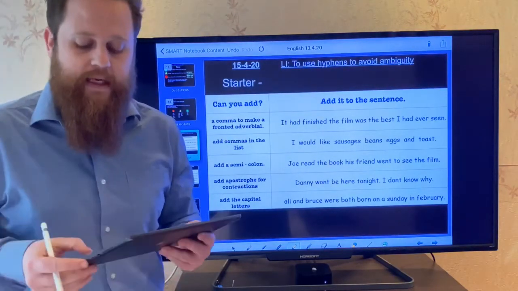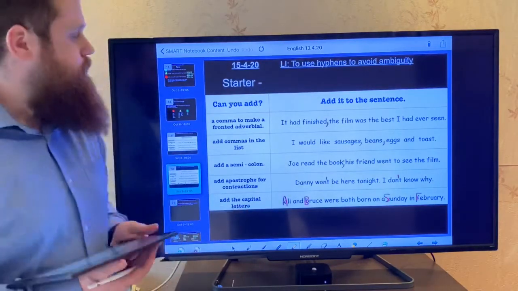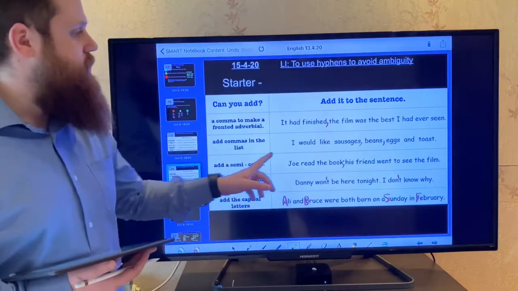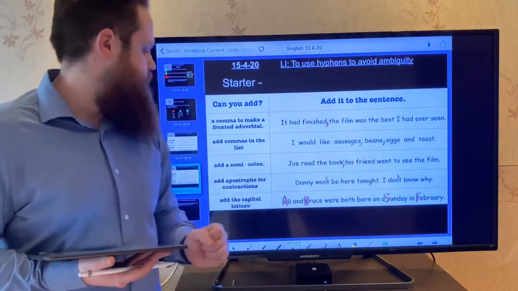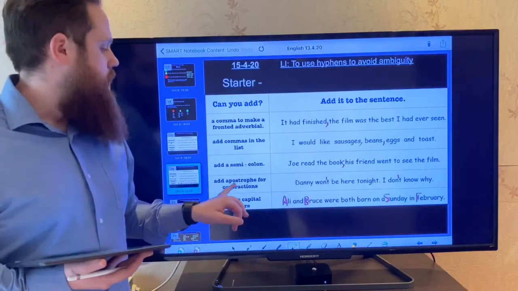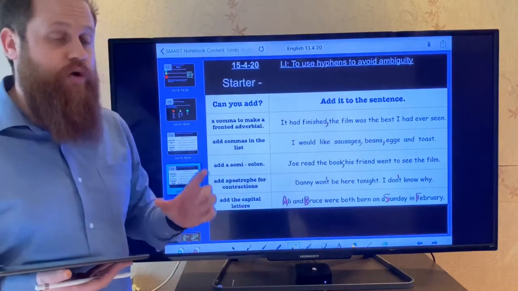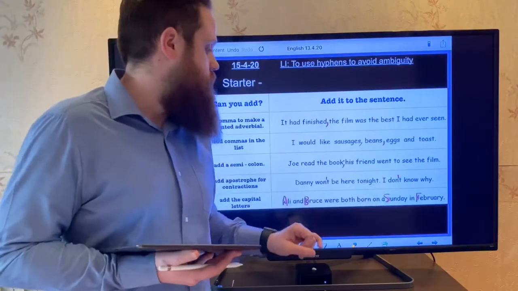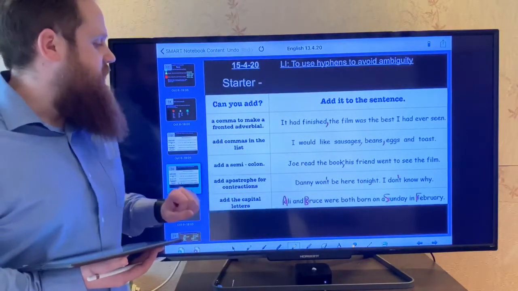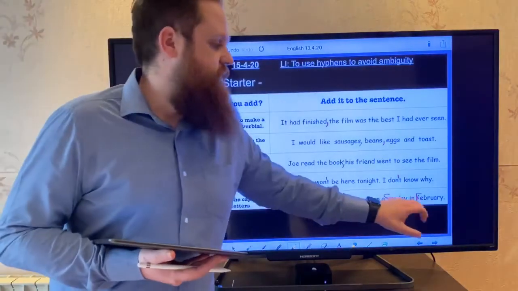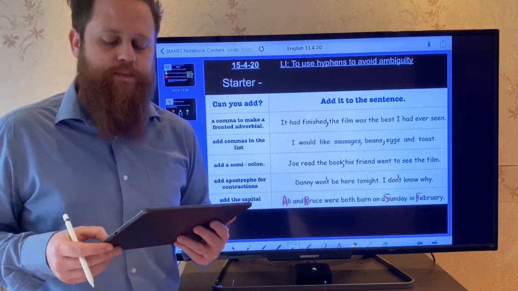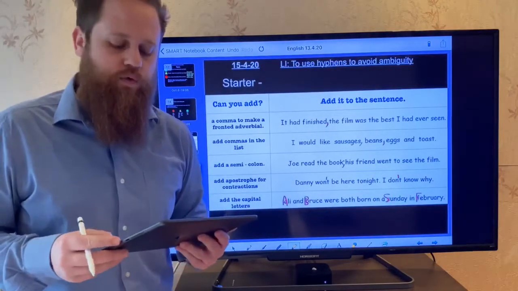Right, okay then, let's go through the answers, please. So, add commas to make a front set verbal. Here it goes. Commas into the list after sausages and beans. Adding the semicolon comes after book. Apostrophes for contractions. The contracted words here are won't and don't. Okay, so will not and do not. And again, add the capital letters. Ali, Bruce, Sunday and February are all proper nouns, so they need their capital letters. Well done if you got all of those correct.